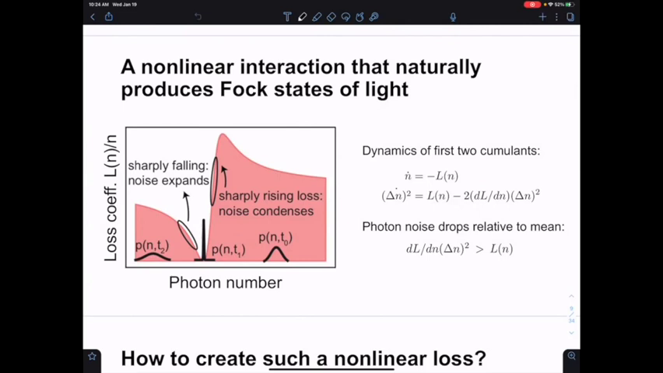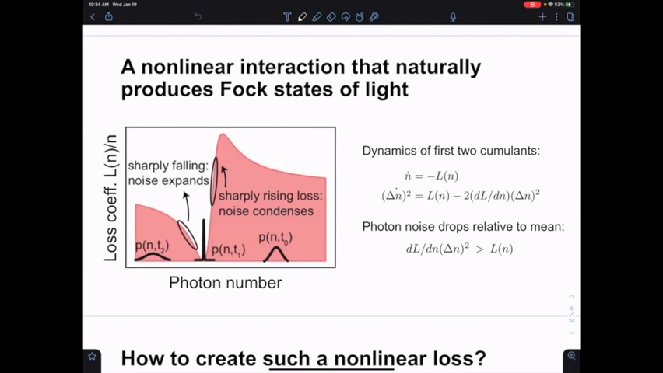So consider the following situation. Imagine dL/dn is sufficiently large so that this negative term overtakes this term. That's exactly what happens in this region of sharply rising loss. Well, in that case, the variance drops below the mean, and if the variance was equal to the mean at first, you'll have something that becomes sub-Poissonian.